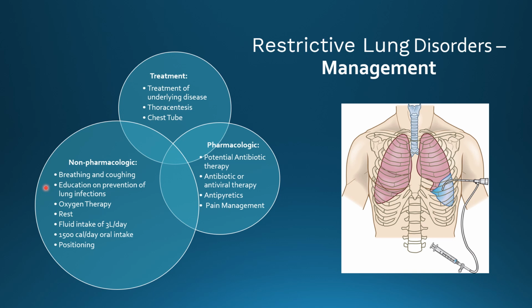Pharmacologically, we can provide potential antibiotic therapy if applicable, or antiviral therapy. We can administer antipyretics and pain management. And treatment, typically we will want to treat the underlying disease or whatever disease is causing a restriction in that lung. We may provide something called a thoracentesis or a chest tube. So a thoracentesis is the insertion of a needle into the lower area of the lung fields to remove fluid.